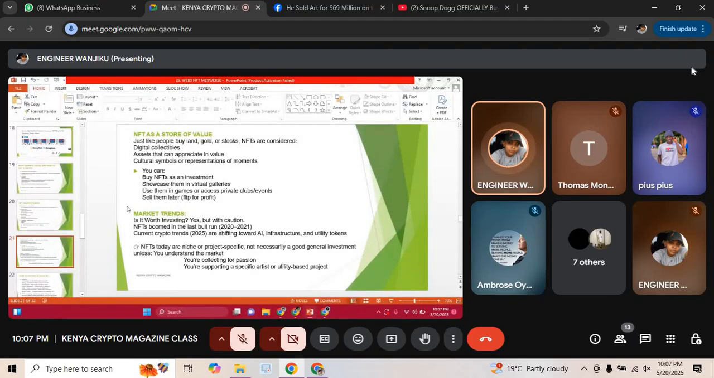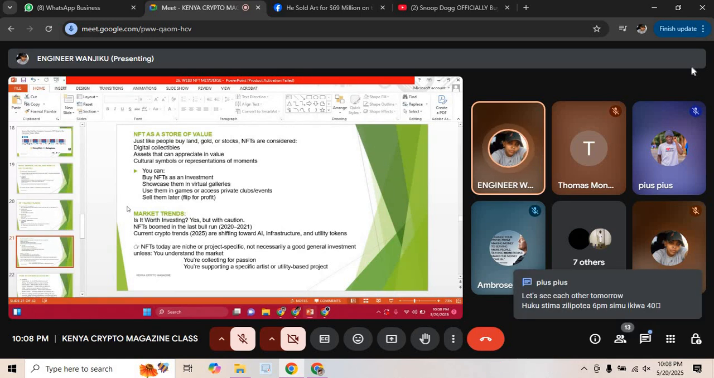NFTs can be used as a store of value. Just like people buy land, gold, or stocks, NFTs are considered as digital collectibles. So assets that can appreciate in value, cultural symbols or representation of movements. So you can buy an NFT as an investment, showcase it in virtual galleries. We'll talk about virtual galleries in a few when we discuss the metaverse. You can also show them in games or access private clubs or events and sell them later for a profit. So market trends. Someone will ask, is it worth buying an NFT right now to invest in an NFT?